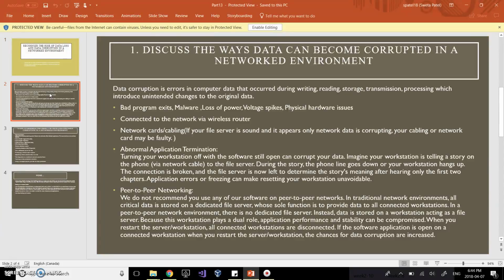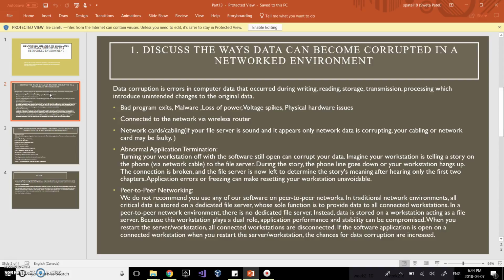So data corruption is an error in computer data that occurs during writing, reading, storage, transmission, or processing, which introduces unintended changes to the original data. Causes include program errors, malware, loss of power, voltage spikes, and physical hardware issues connected to the network via wireless router, networking card, or cabling. If your file server is sound and it appears only network data is corrupting, your cabling or network card may be faulty. Another cause is abnormal application termination.